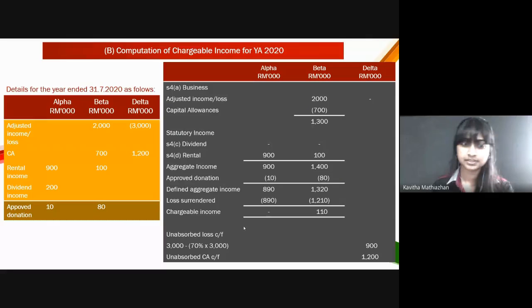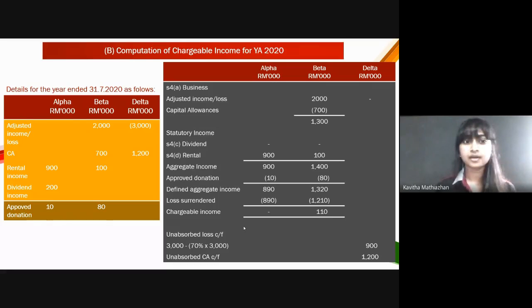Next, let's look at the computation of chargeable income for year of assessment 2020. The table at the left is actually the details for the year ended year of assessment 2020 that is provided in the question, and this is the answer. They already provide the adjusted income, adjusted loss, capital allowance, rental income, dividend income, and also approved donation. The company having losses is actually Delta over here.